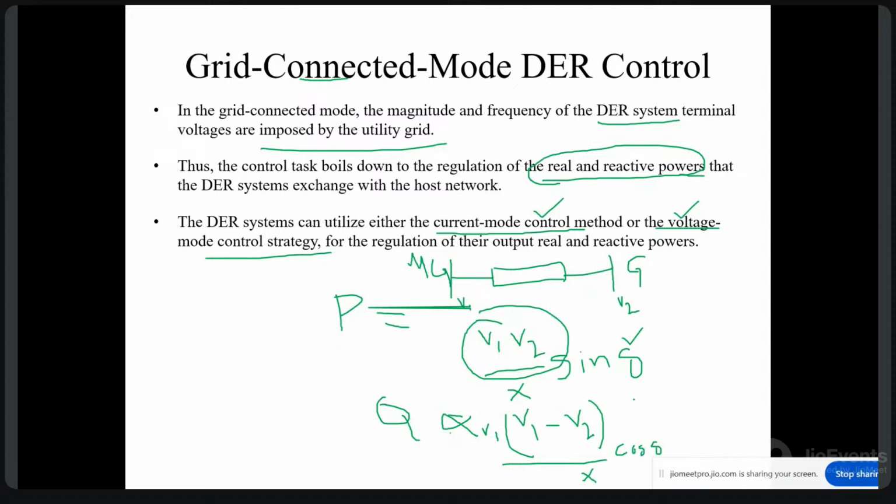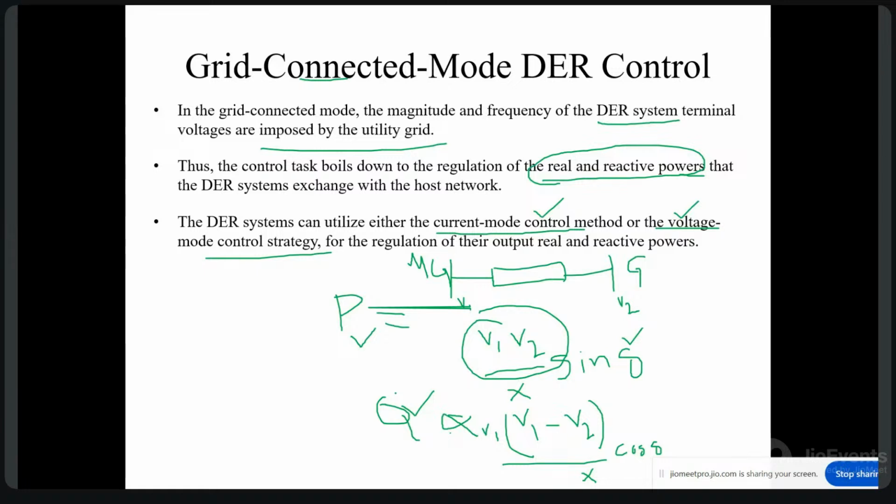Delta is a small angle, right? So cos 0 would be 1. So V1 square by X, V1 V2 by X it is. So if you take the difference, V1 minus V2, the magnitude difference between the two bus voltages will decide the amount of the reactive power flow. The phase difference between the two bus voltages will decide the amount of real power flow.